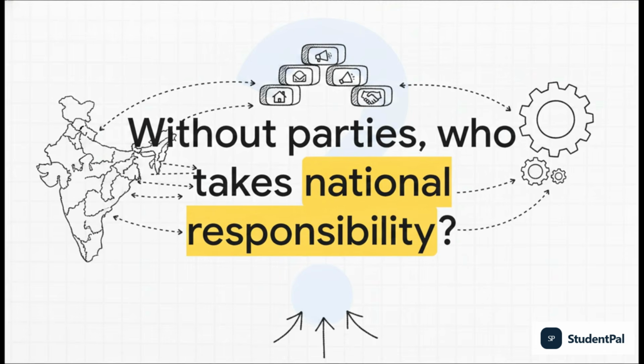It's actually the exact same question we started this explainer with. If every candidate in your area was independent, who would take responsibility for how the whole country is run? It's the ultimate proof that despite all their flaws, political parties are the essential building blocks that hold a massive, diverse democracy like India together. Without them, local representation exists, sure, but the national vision completely collapses. Keep that concept in mind as you revise.